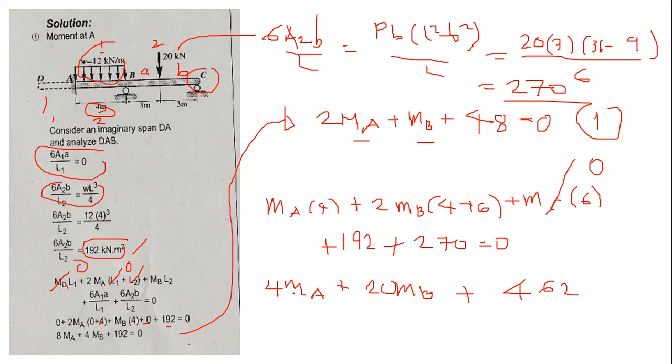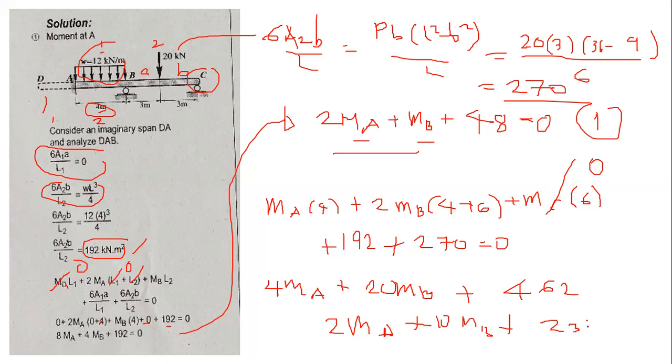Pwede natin i-divide din ito para maging equal dito, ano? Pwede din na divide natin ng 2 para maging 2MA siya. 2MA plus 10MB plus 462 divide to 231.